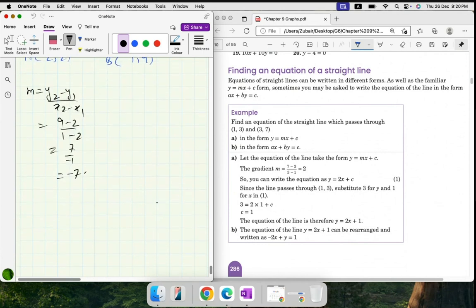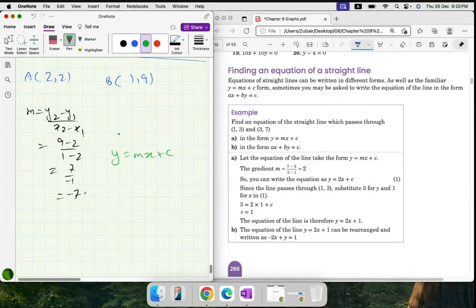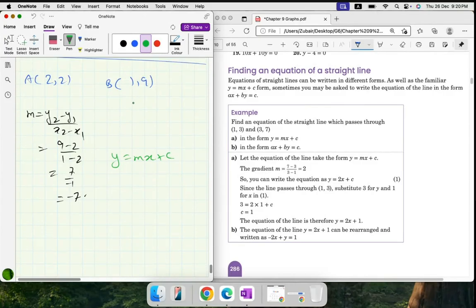Now I need to find the y-intercept. y equals mx plus c. We plug in the known things. Out of A and B, we select any one of the coordinates. I'm selecting A. y is 2, gradient is minus 7, x is 2, plus c, is equal to minus 14 plus c. 2 plus 14 is equal to c. c is equal to 16.